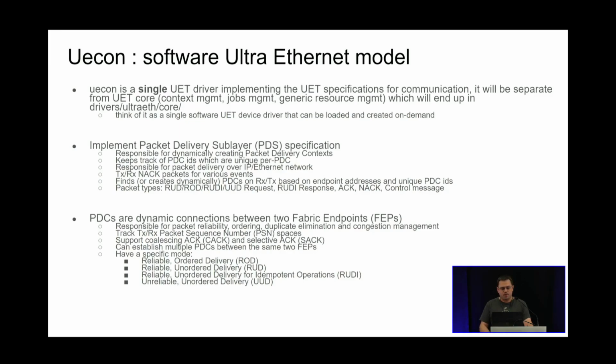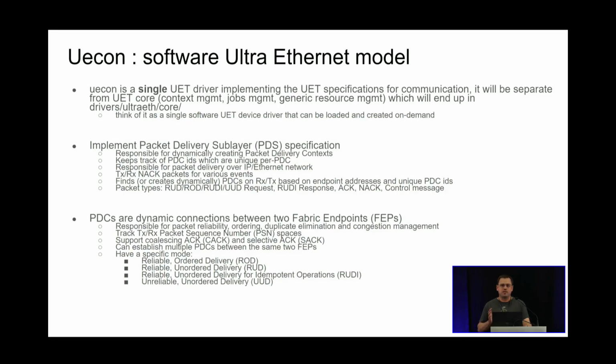The PDS also keeps track of unique PDC IDs. These are like the DMUX information we use to identify both ends of a connection. So in addition to the standard tuple, IP address, port, and so on, we also have these IDs to identify this particular flow. The PDS is also responsible for the packet delivery over Ethernet. As I mentioned, right now it's over UDP. There's also work to do it over IP directly. It's still under discussion. It transmits and receives NACK packets for different types of errors.